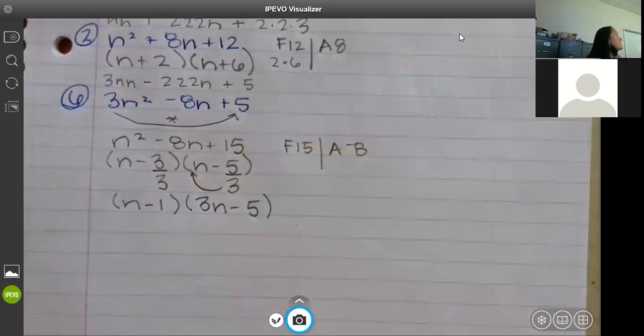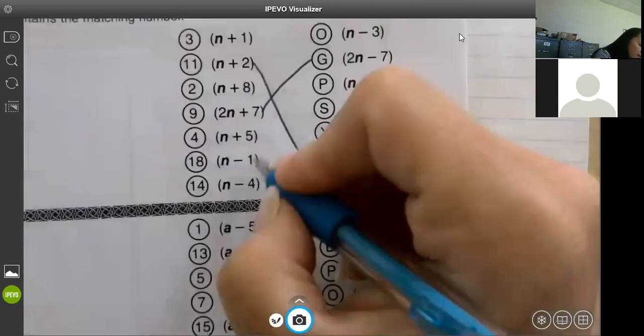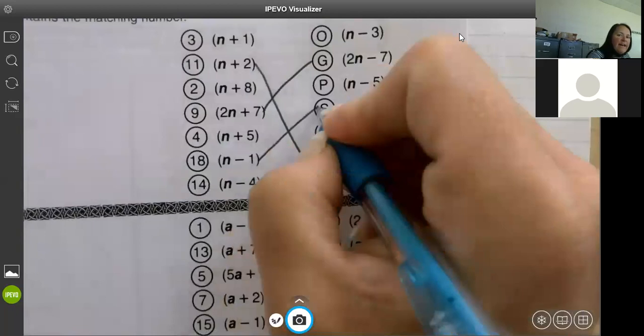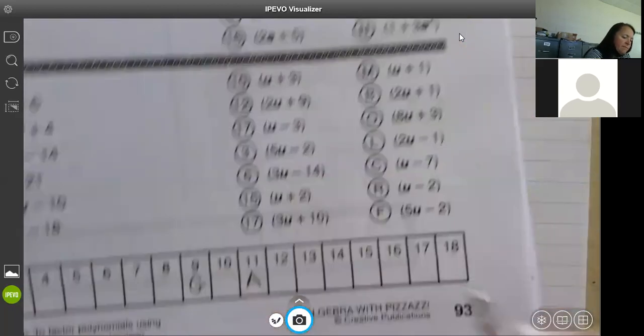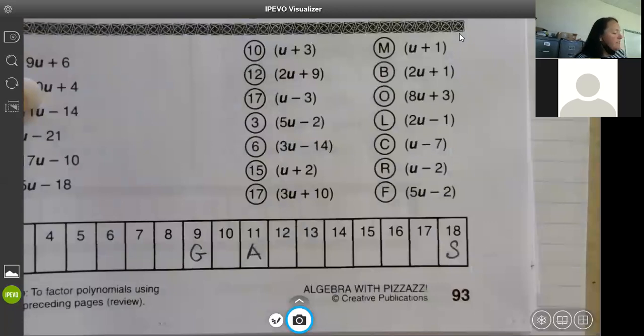Now we're going to do a couple of these because I think you're okay with cheater method. I think slide and divide we need to do a couple more of. Okay. Is everybody good on that one? You just tell me when you're ready. All right. So we're going to find n minus 1 and 3n minus 5.